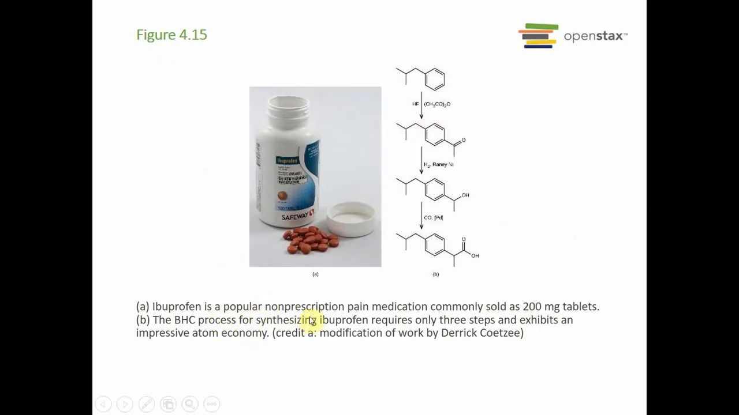Ibuprofen is a popular non-prescription pain medication commonly sold as 200 milligram tablets. The BHC process for synthesizing ibuprofen requires only 3 steps and exhibits an impressive atom economy.